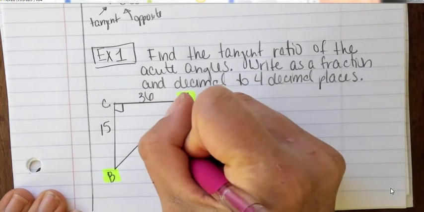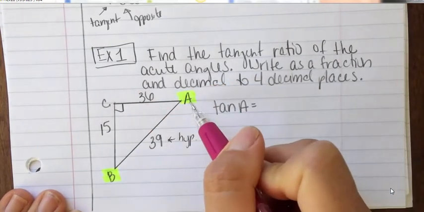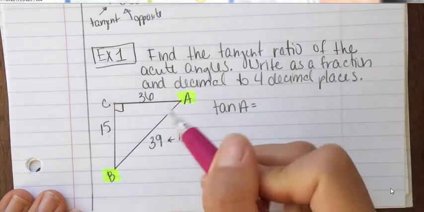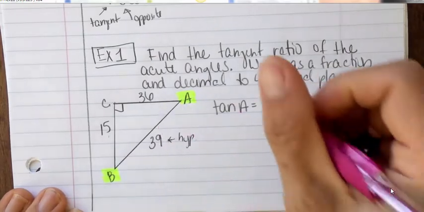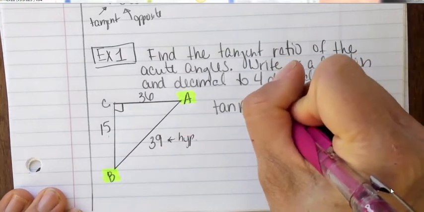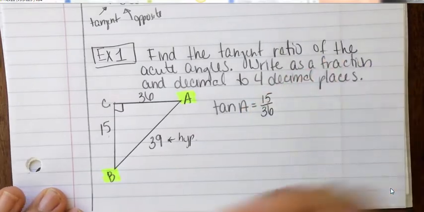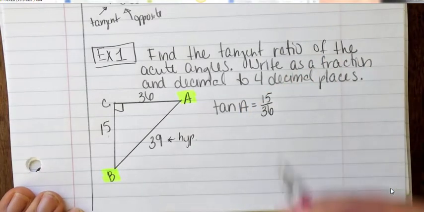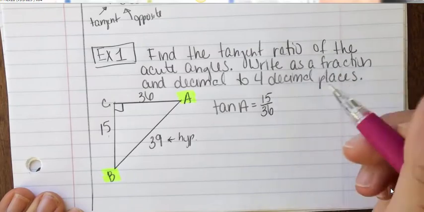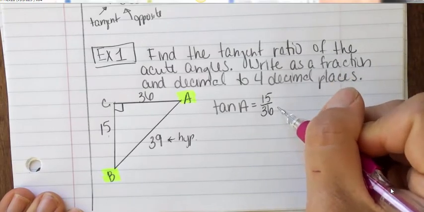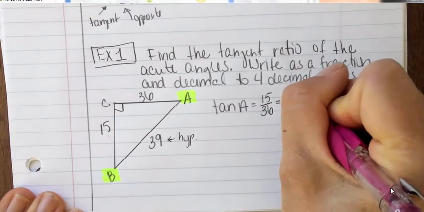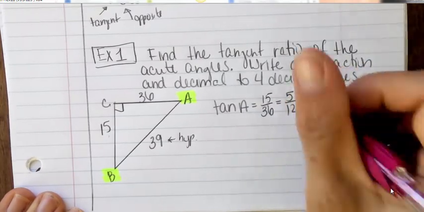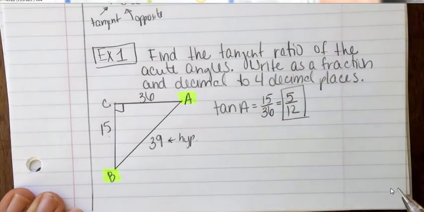Okay, so for A, my opposite leg is the one that's not touching it. So that's 15. And then my adjacent is the one that's actually touching it. So that's 36. So this would be 15 over 36. Then you need to ask yourself, can I reduce that? Yep. You can divide top and bottom, definitely by 3. I don't think there's anything else. So this ends up becoming 5 over 12. So that's it as a fraction.